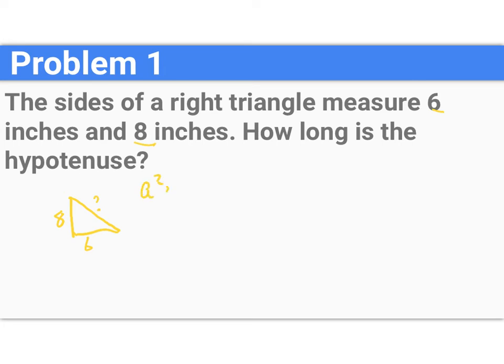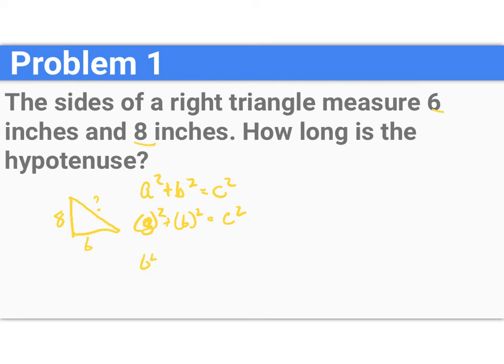So a squared plus b squared equals c squared. Substitute 8. Well, why did I pick 8 for a? a is the altitude. That is my up and down, my vertical. b is my base. That is flat. And that's why I chose that.